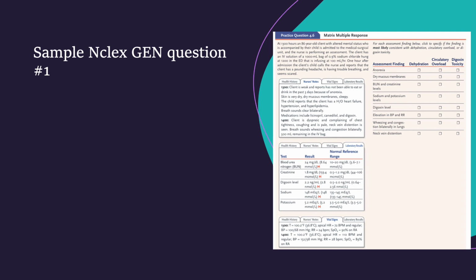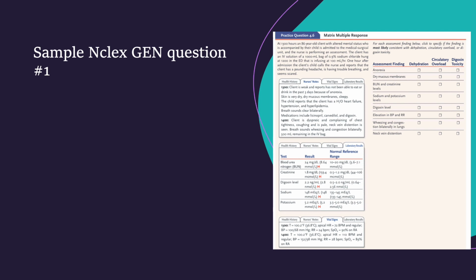Then you want to look at your nurse's note. It says at 1300 that the client is weak and reports not being able to eat or drink in the past 3 days because of anorexia. Her skin is very dry. Her mucous membranes are dry. She's sleepy. The child reports that the client has a history of heart failure, hypertension, and hyperlipidemia. The breath sounds are clear bilaterally.